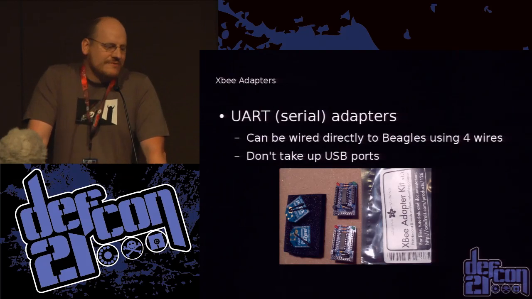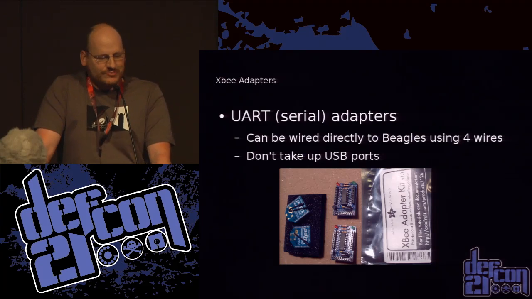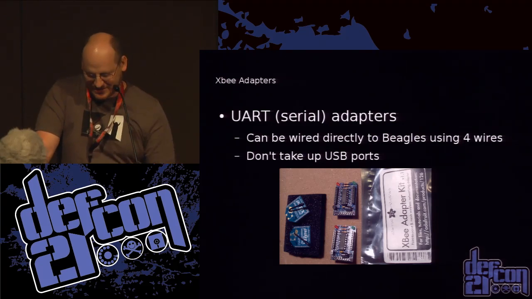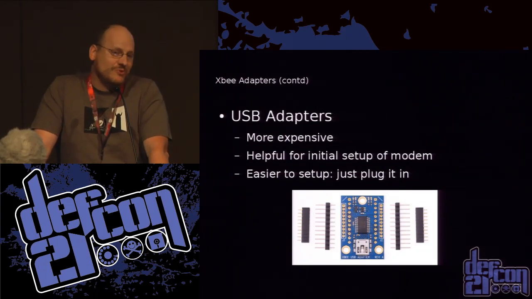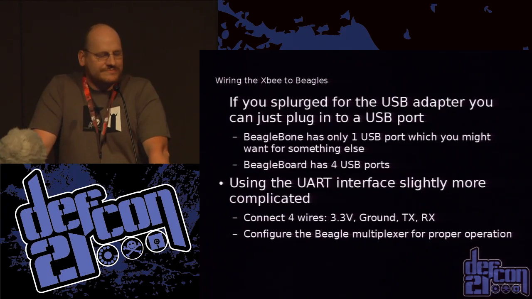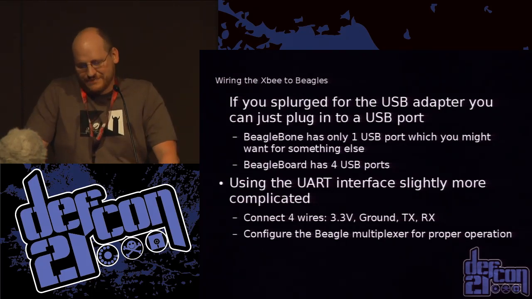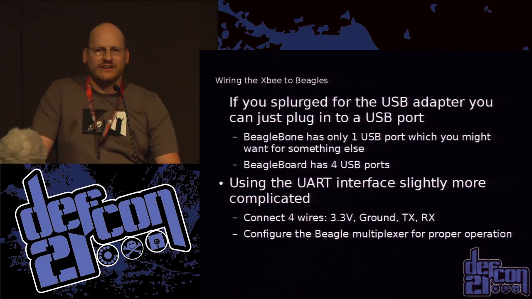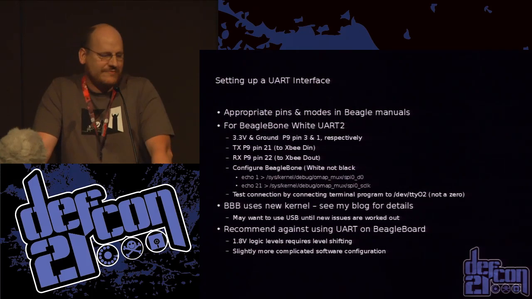Okay, so you probably need an adapter for your XB. And again, you can get 2 kinds of adapters. You can get a UART or serial adapter, which is pretty basic, and you have 4 wires to connect. You can also get a USB adapter. You're probably going to want at least one of these in order to hook it up to your PC and to program it. And you don't have to solder or anything. So if you're connecting it to your Beagles, if you bought the USB adapter, there's nothing to do. Just plug it in. If you have the UART adapter, you have to solder the 4 wires. You can find more details about that if you look into my slides.